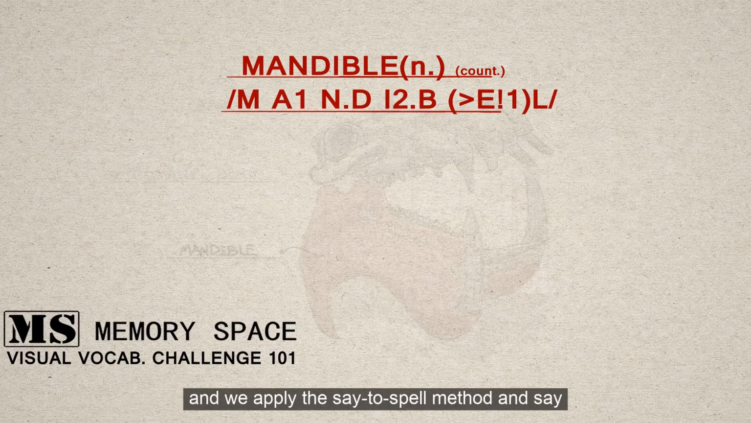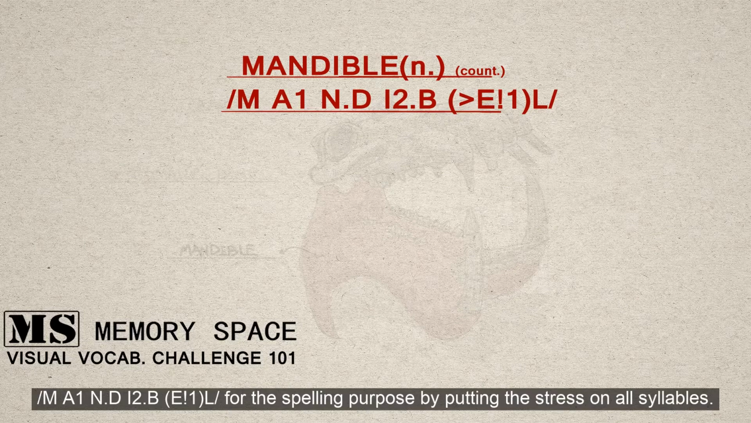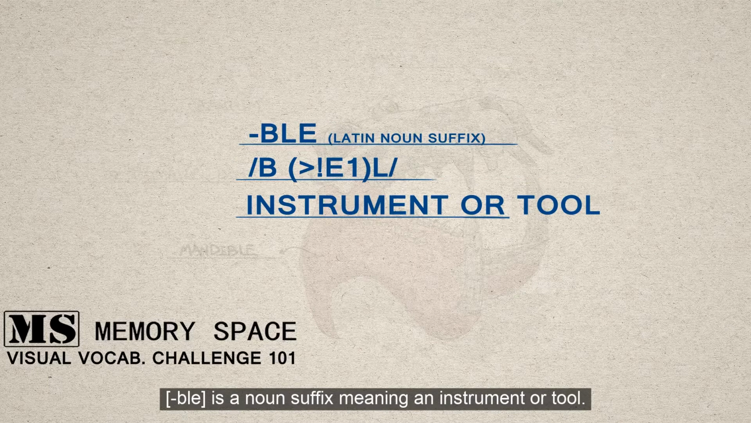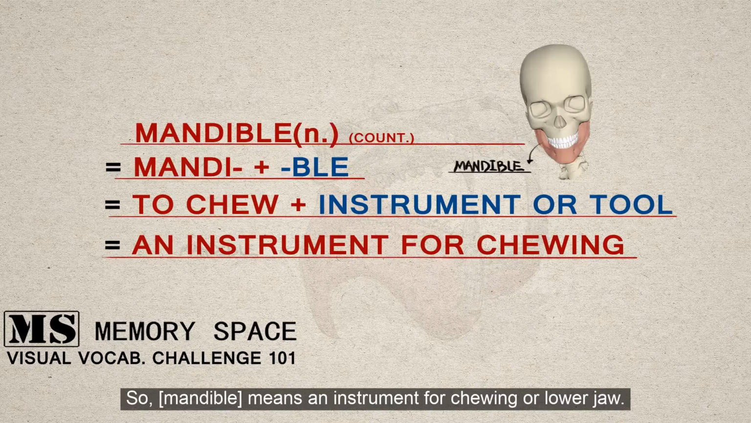And we apply the set to spell method and say man-di-ble for the spelling purpose by putting the stress on all syllables. Mandi is a combining form meaning to chew. Ble is a noun suffix meaning an instrument or tool. So mandible means an instrument for chewing, or lower jaw.